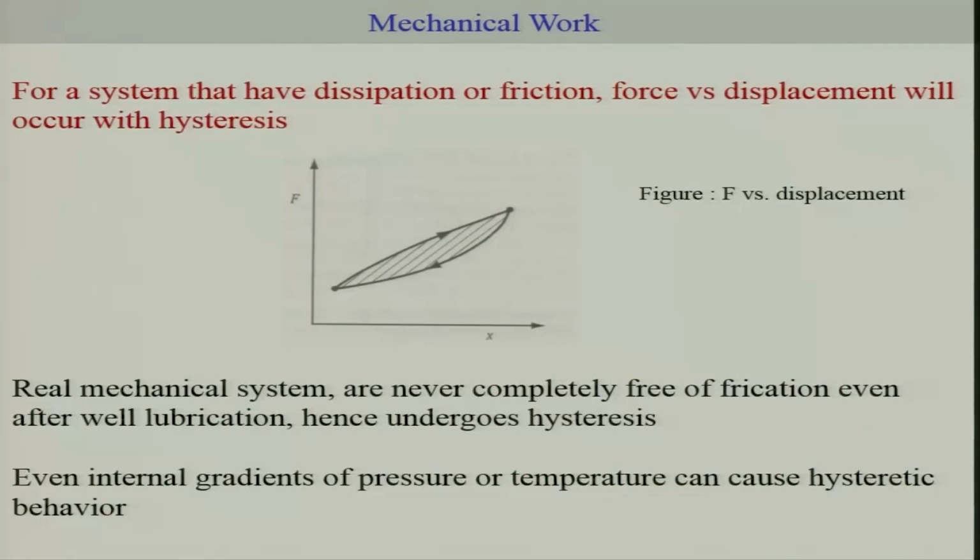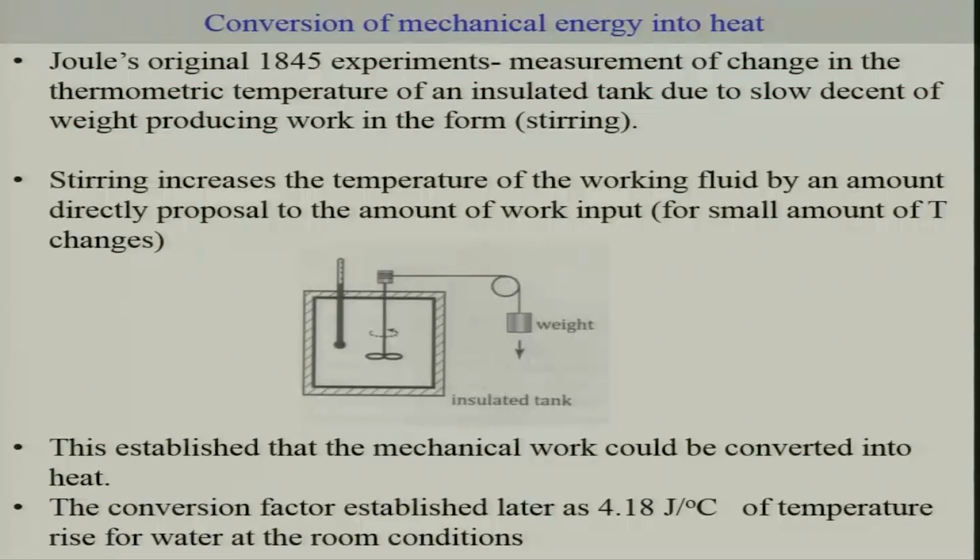Now, we know that if there is friction, there will be some dissipation. For a system with dissipation due to friction, real mechanical systems are never completely free of friction, even after good lubrication. Hence, usually you will see this kind of hysteresis. Even an internal gradient of pressure or temperature can cause hysteresis behavior. That is something which is in reality.